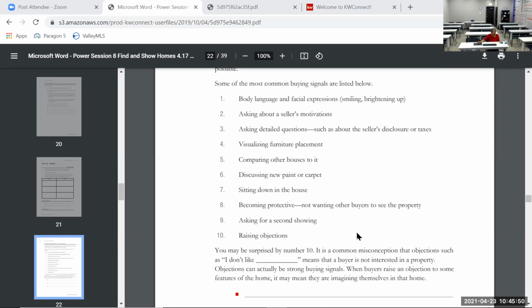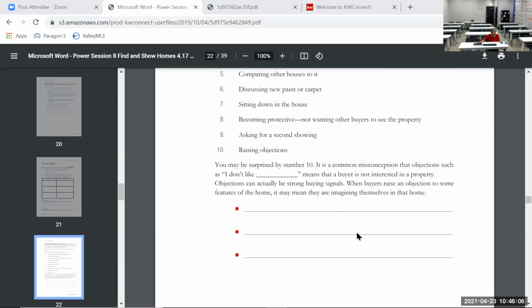Sitting down in the house, are they sitting down, like making themselves at home? Are they becoming protective, not wanting other buyers to see the property? Oh, is that somebody getting ready to show the house? I see somebody sitting outside. Are they trying to show the house too? Asking for a second showing or raising objections.